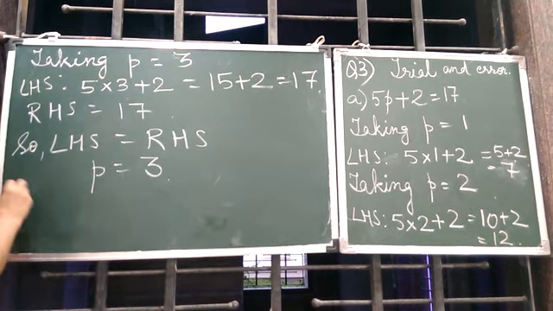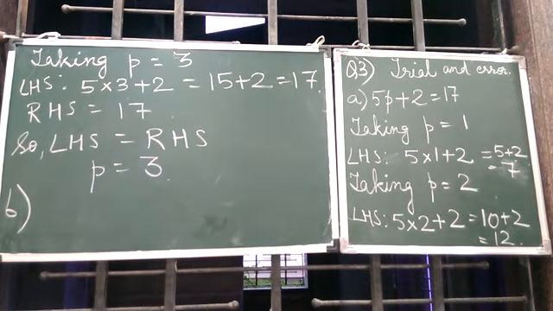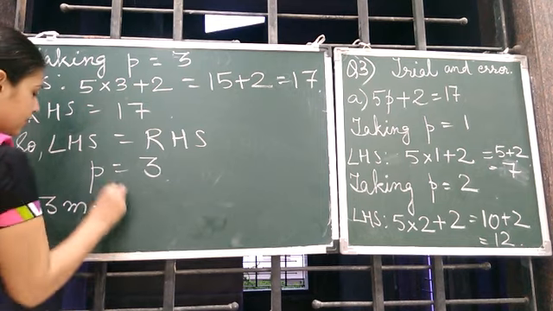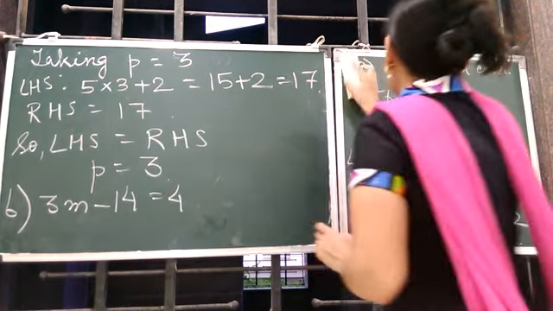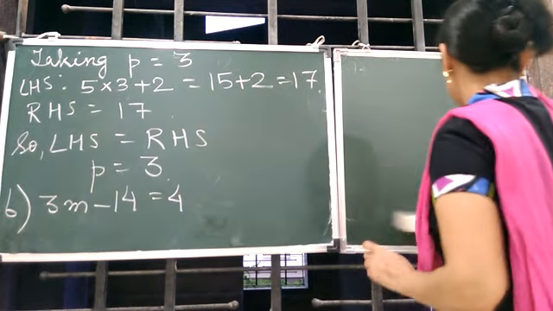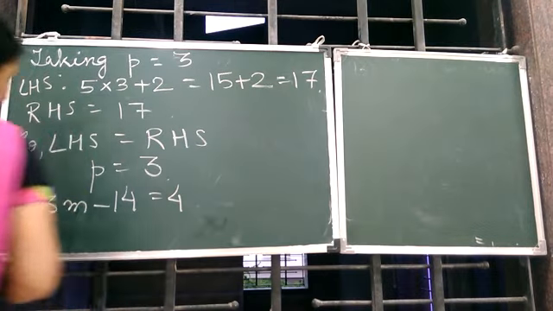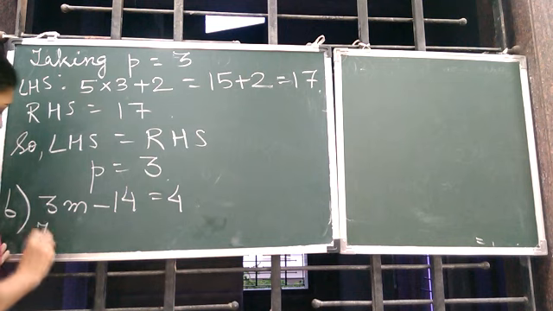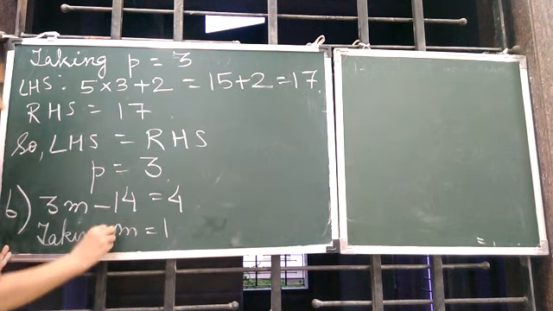Now we start B. 3m minus 14 is equal to 4. So let's start again the trial and error method. So taking m is equal to 1. A variable is m, so we will take m. We won't take p. Taking m is equal to 1.